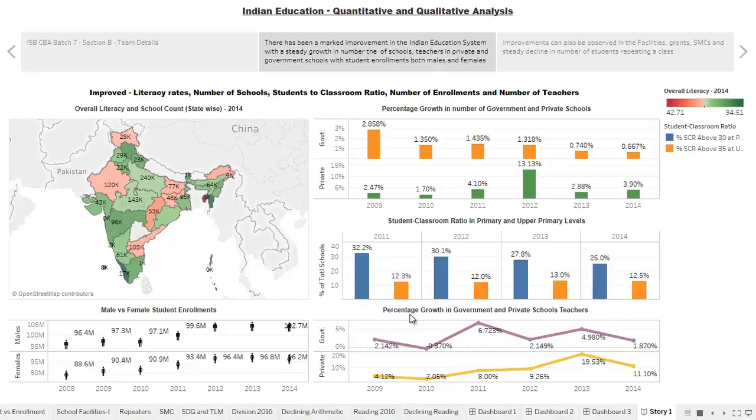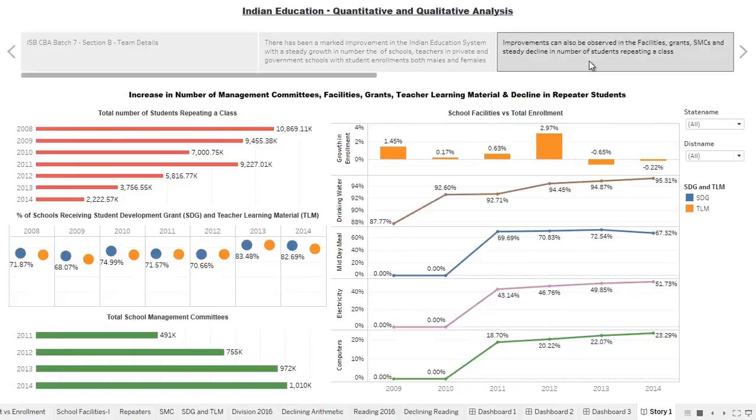Another parameter is the percentage growth in the government and private school teachers. Here also we can see that all the percentages are positive, which means there has been a positive change or growth in the number of teachers. The same increase we can also see in the student enrollments, where the number of enrollments has increased over the past couple of years. Let's move on to the next slide.